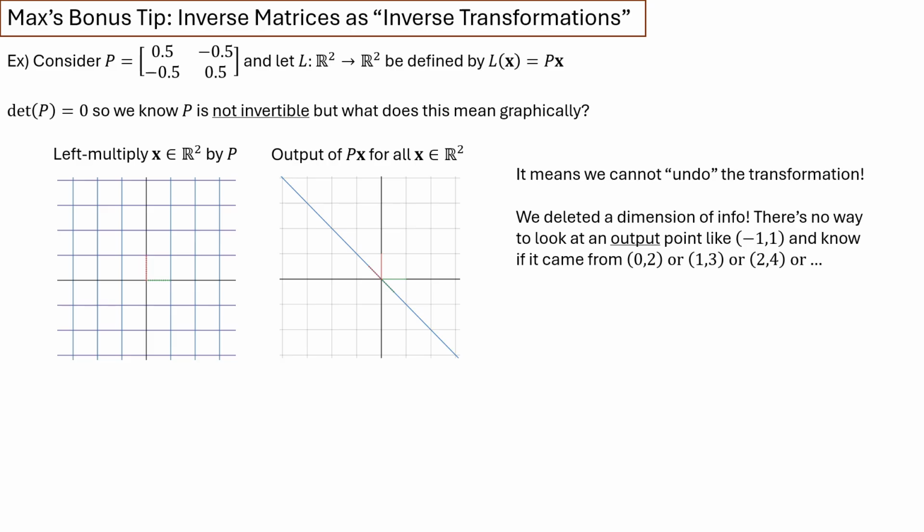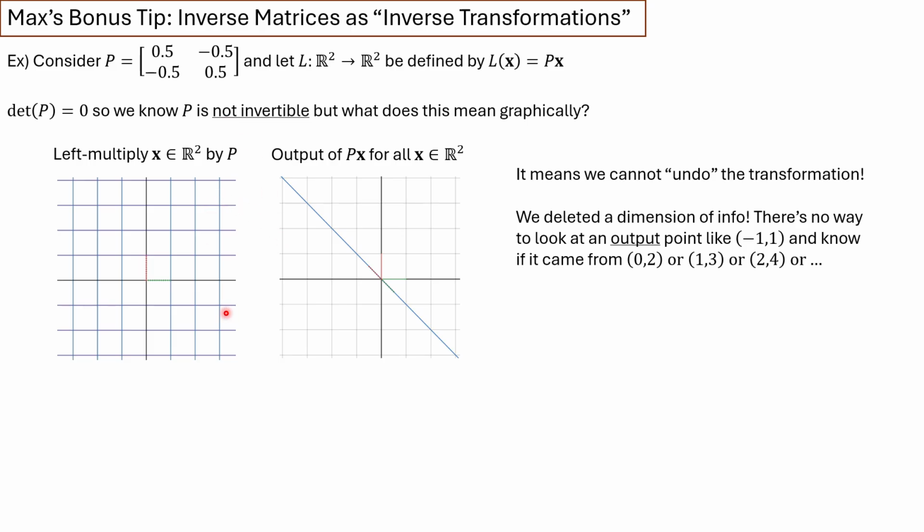Next up, let's talk about when things break. Here we have the matrix P from the previous slide. That's the projection, right? We can calculate the determinant of P, and it comes out to exactly 0. So you likely saw that the determinant 0 means not invertible, but graphically this tells a much more interesting story.